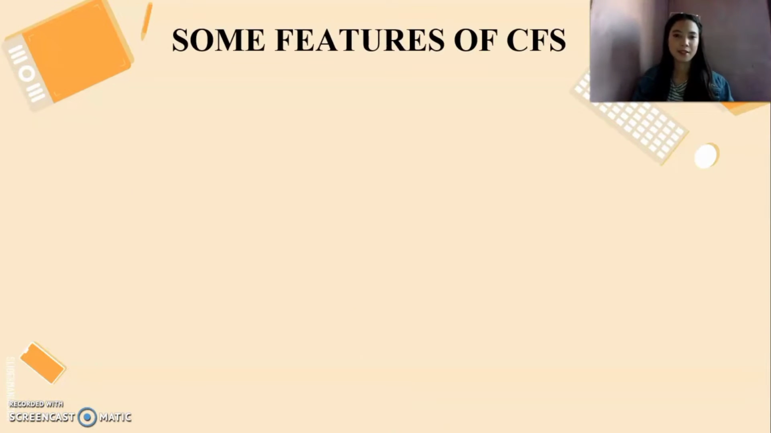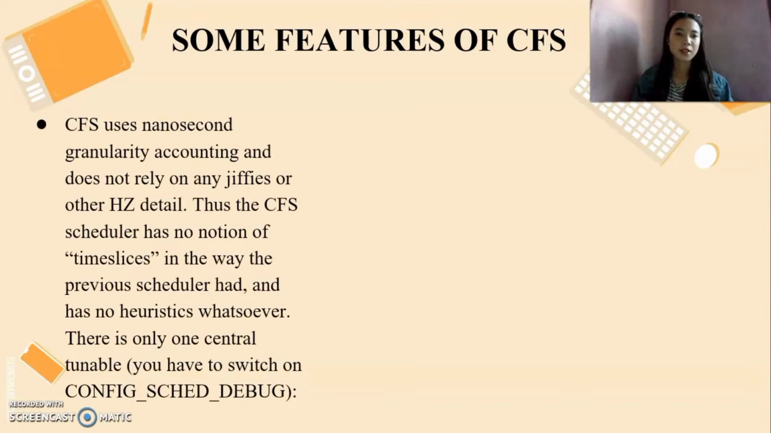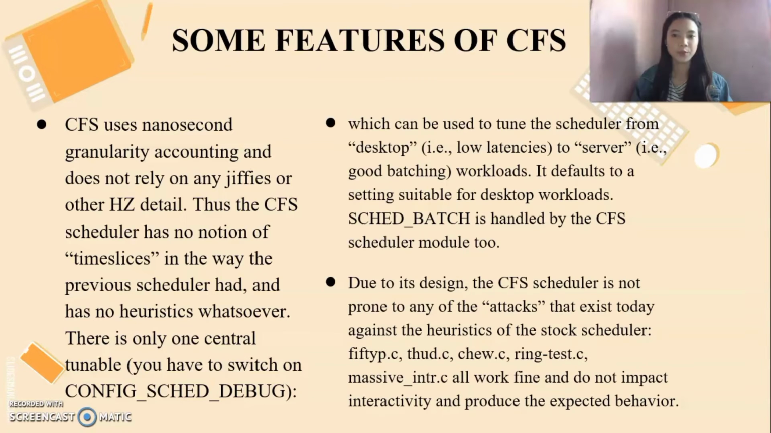Some features of CFS. CFS uses nanosecond granularity accounting and does not rely on any jiffies or other HZ detail. Thus, the CFS scheduler has no notion of time slices in the way the previous scheduler had, and has no heuristics whatsoever. There is only one central tunable. You have to switch on CONFIG_SCHED_DEBUG, which can be used to tune the scheduler from desktop, low latencies, to server, good batching, workloads. It defaults to a setting suitable for desktop workloads.